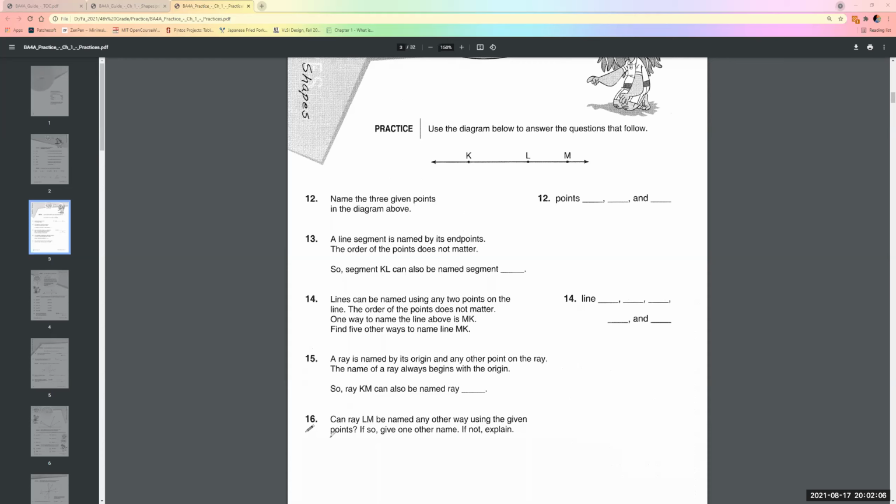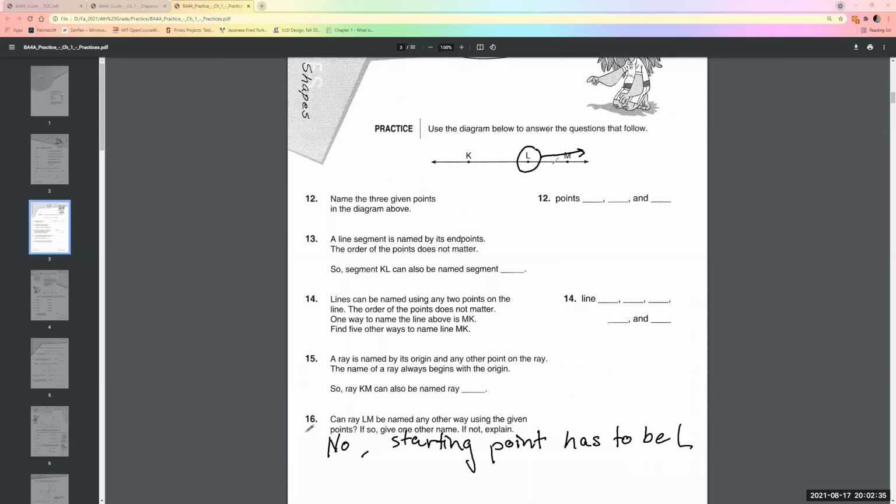Let me just do this then. So, yep, you can't do this because our starting point has to start from L. And then since we are going to M, we don't have any other points in between. So we can only use M as our other point.